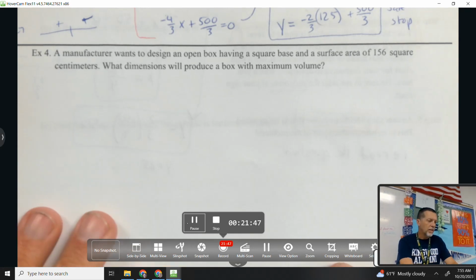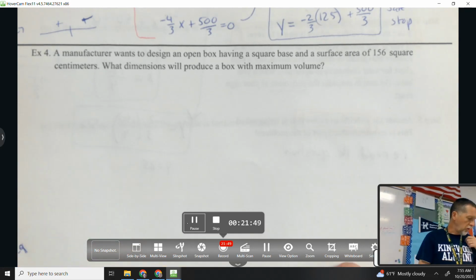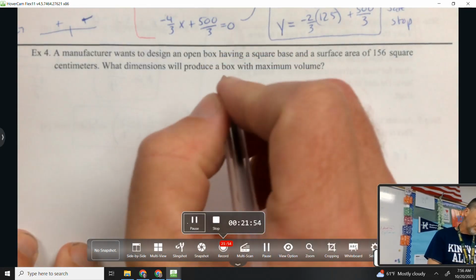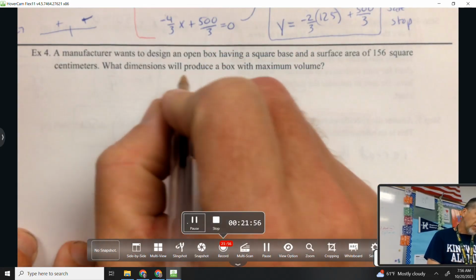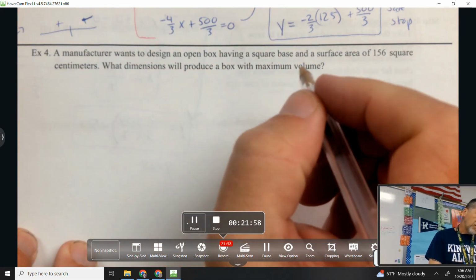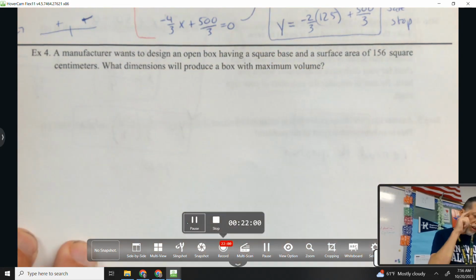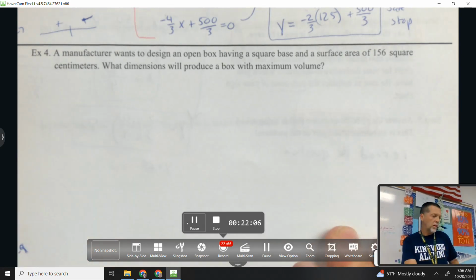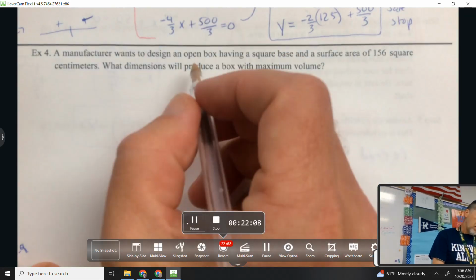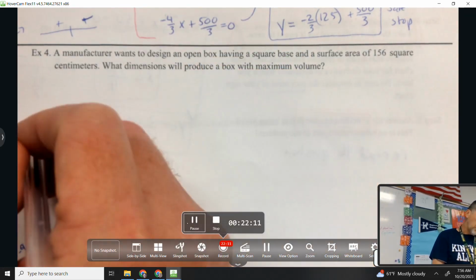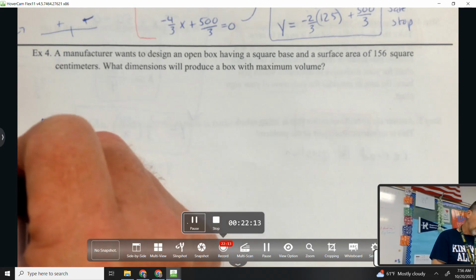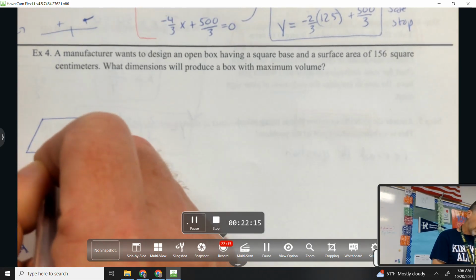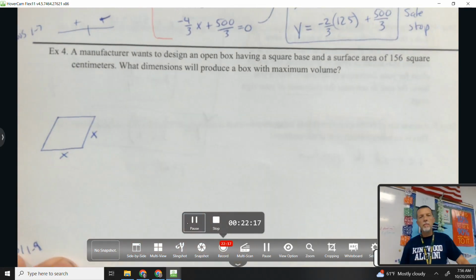All right, let's do one more, and then we'll stop after example 4. The open box problem. A manufacturer wants to design an open box having a square base with a surface area of 156 centimeters. What dimensions will produce a box with maximum volume? Okay, an open box, square base. So that means my base is a square.